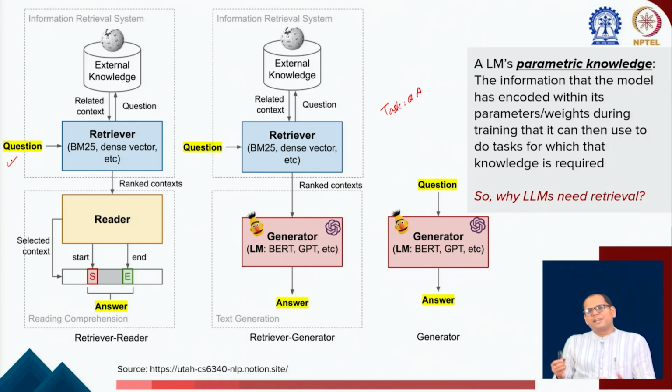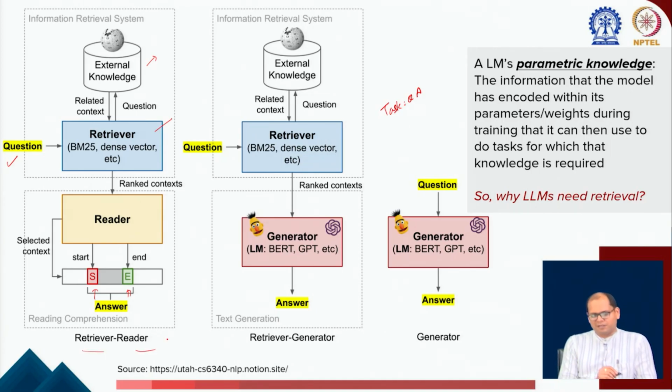Now you may want to retrieve information from a large data set, like some external knowledge, Wikipedia and so on. So you may have a retriever. This can be as simple as BM25, or you can use dense vectors. Now, given this ranked context, you know the more important passages for this query. Use them in another model, like a reader model, that will find the start and end span to get the answer, right? So this is a retriever-reader framework.